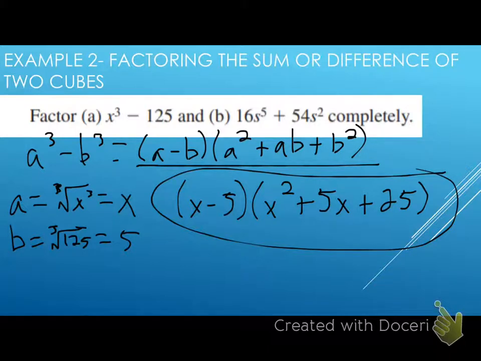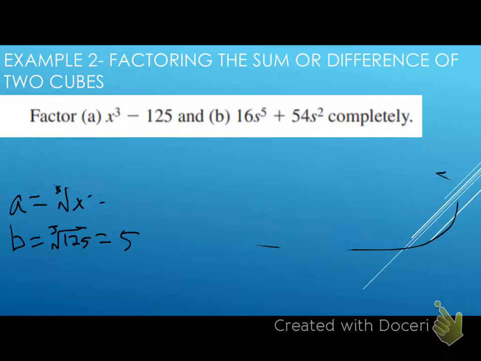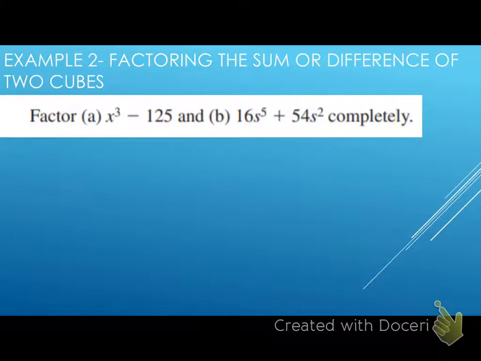Can I erase and move to B? All right. We need to first see if we can even use our cube formulas. Is 16s to the 5th a perfect cube? It is not, is it? I can't take the cube root of it. Is 54s squared a perfect cube? No. What might I need to do first?